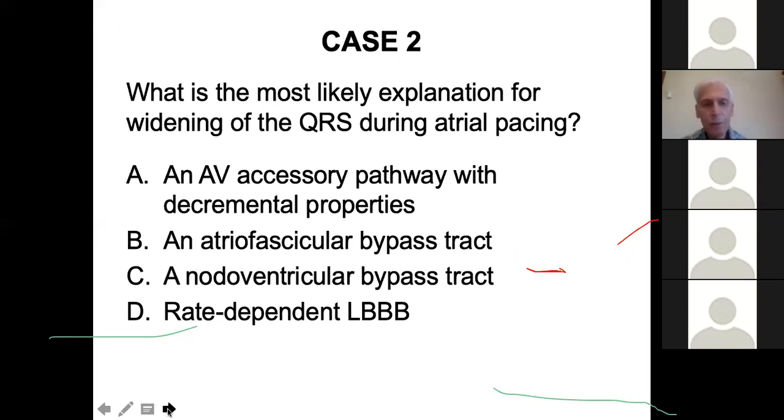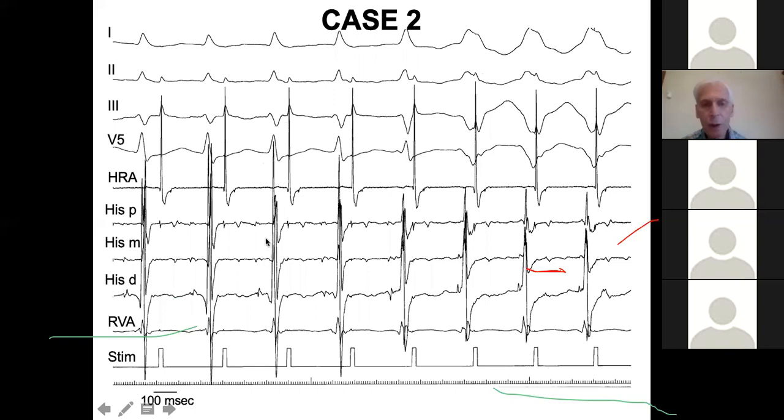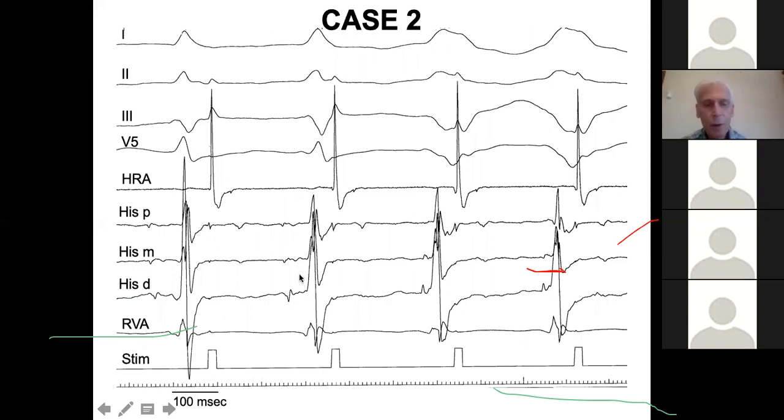So here is the tracing at 100 paper speed. And this is the transition from narrow to wide. And then I'm going to show you the same thing at 200 paper speed. So this is where you want to focus. This is the transition. So we'll just focus on this tracing.